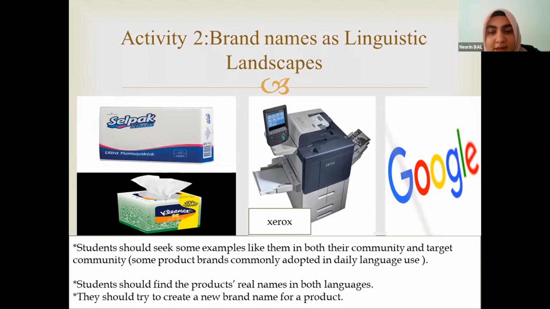And these are 2. Xerox is a photocopy machine, but it is added to the dictionary as a synonym of photocopy. Or Google, it's a search engine, but it is added to the dictionary too as a synonym of search. And I ask my students to seek some examples like them in both their community and the target community.